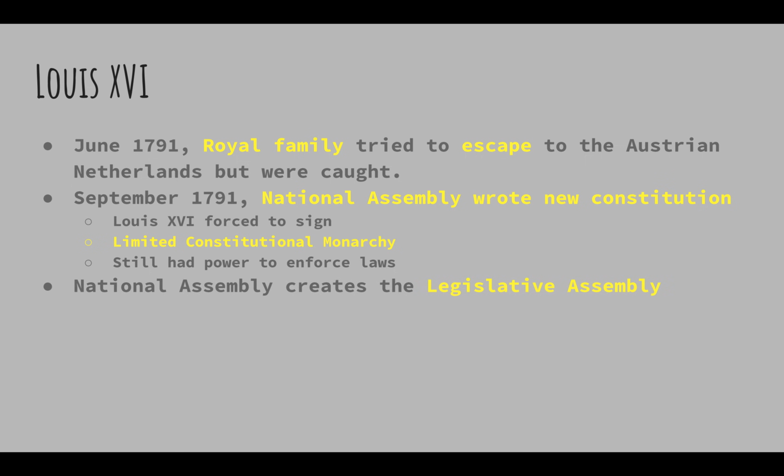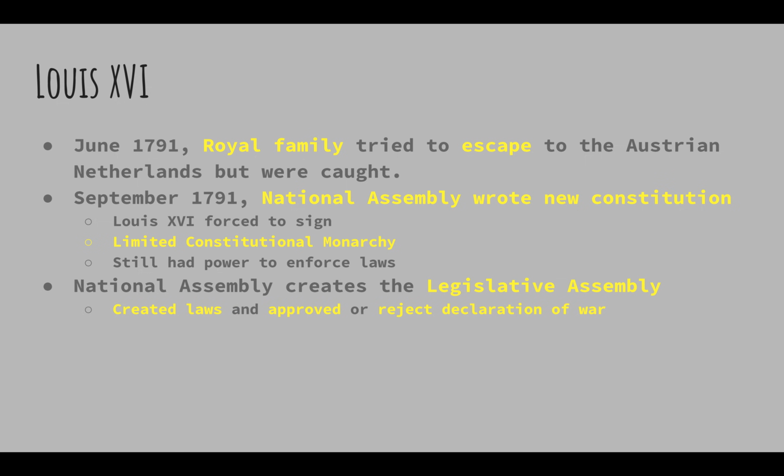And what the National Assembly ends up doing, and remember, I keep on saying National Assembly, the National Assembly replaces the old regime. It's the new government of France. And the National Assembly is going to create a branch, a new type of government under the National Assembly, and that's going to be called the Legislative Assembly.